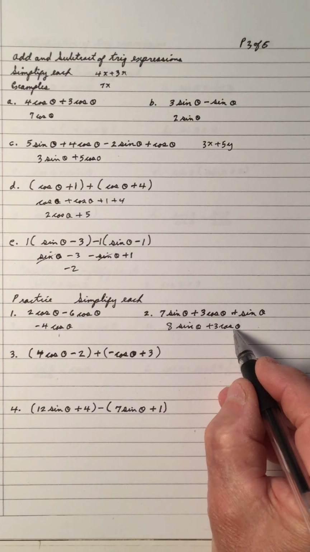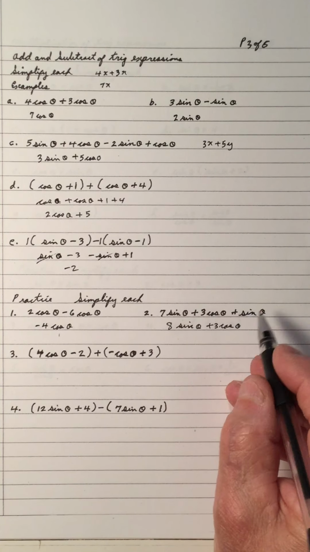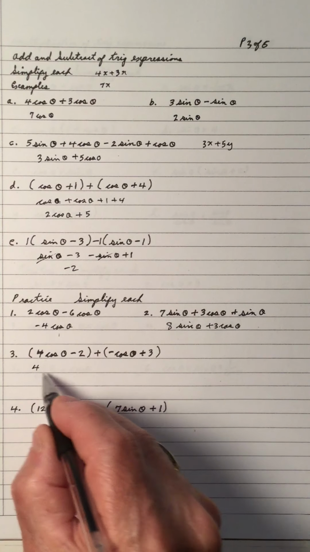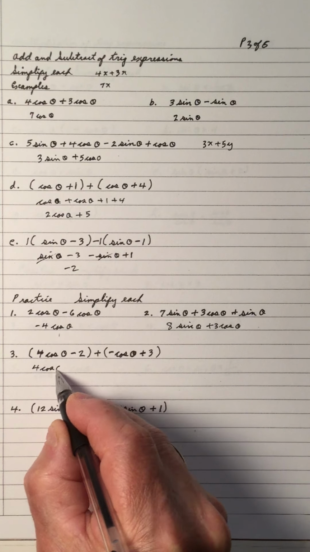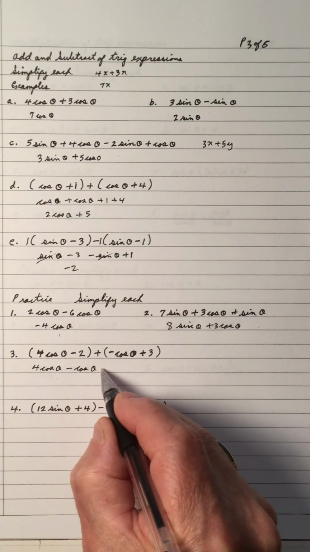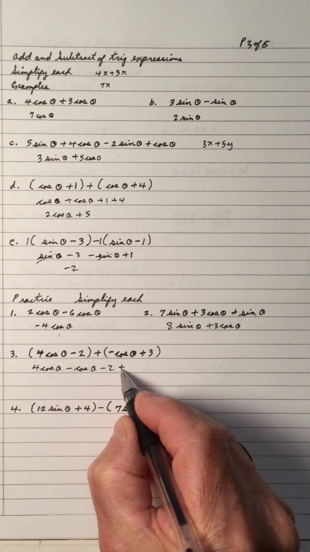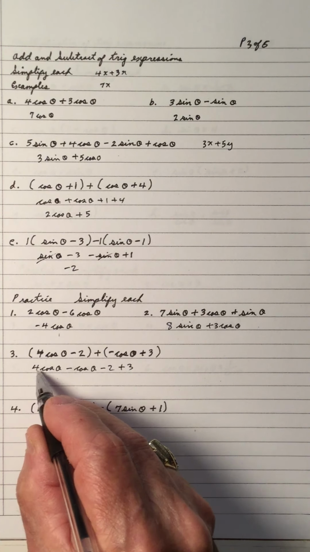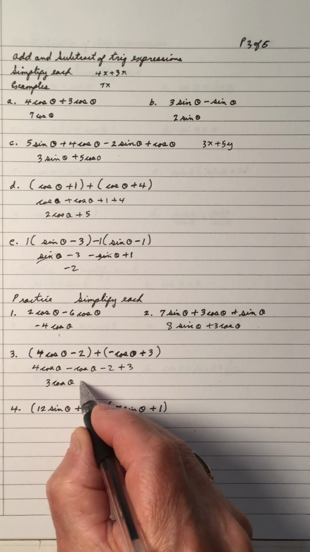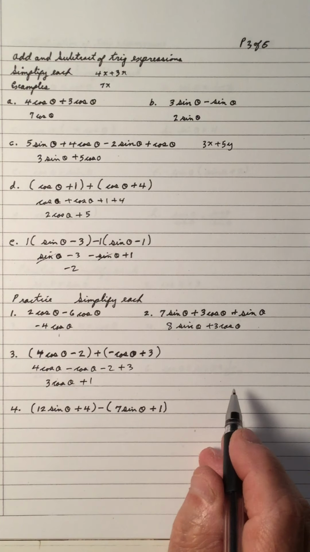Again, sine theta and cos theta cannot go together because they're not like terms. And we're adding. So when we're adding, we don't change. So 4 cos theta minus cos theta, minus 2 plus 3. So that gives me 4 minus 1 is 3 cos theta plus 1.